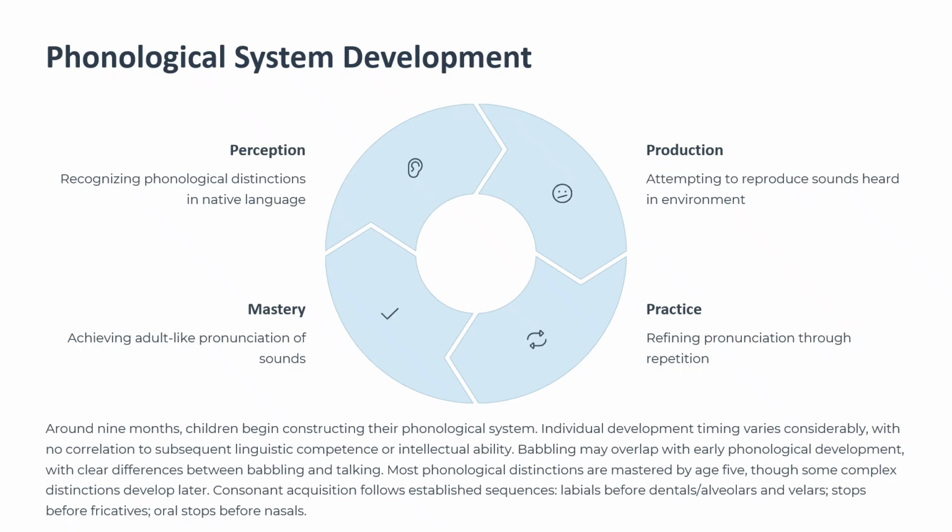Around 9 months, children begin constructing their phonological system. Individual development timing varies considerably, with no correlation to subsequent linguistic competence or intellectual ability. Babbling may overlap with early phonological developments, with clear differences between babbling and talking. Most phonological distinctions are mastered by age 5, though some complex distinctions develop later. Consonant acquisition follows an established sequence: labials before dentals, alveolars and velars, stops before fricatives, oral stops before nasals.